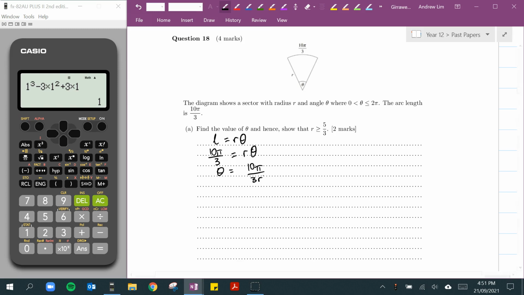Now that we've done that, show that r is greater than or equal to 5 over 3. So I'm going to sub this value into the domain here. Before we had 0 is less than theta, which is less than or equal to 2 pi. We're now going to have 0 is less than 10 pi on 3r, which is less than or equal to 2 pi. I'm going to multiply every single term here by 3r. That leaves me with 0 is less than 10 pi, which is less than or equal to 6 pi r.